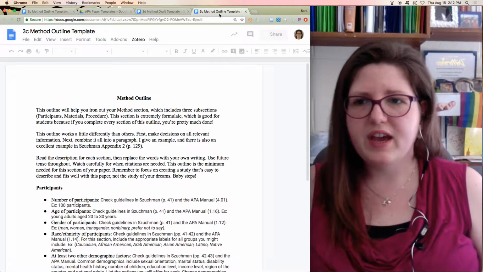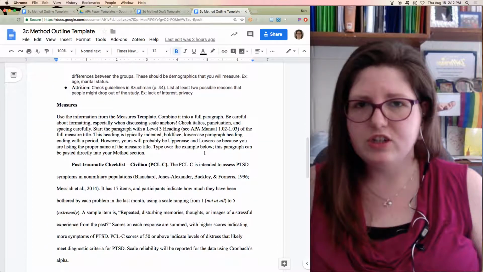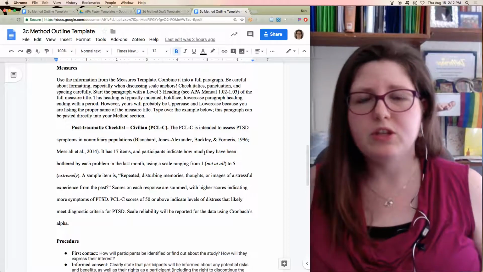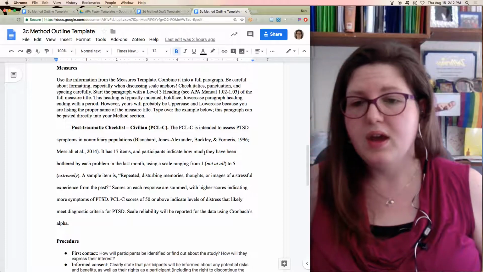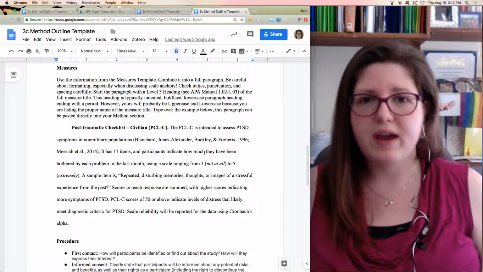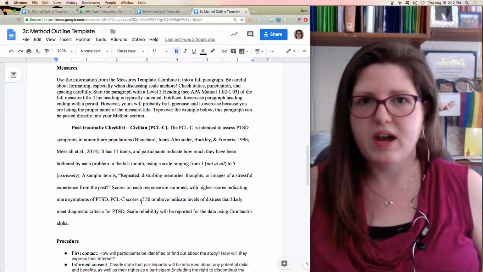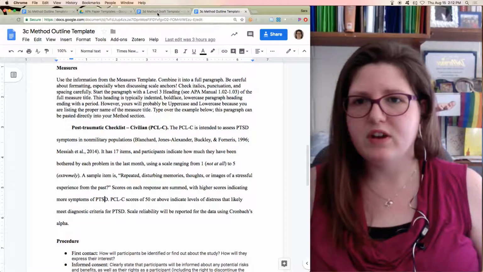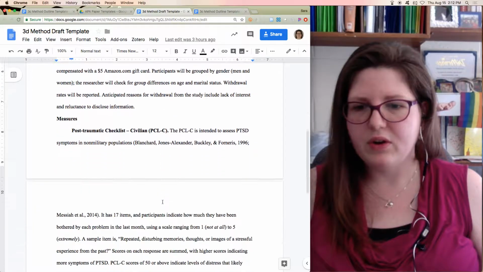So on to the actual focus here, the measures section. What I want you to do, so most of you will be using a measure that I've already filled out all the information for you. So here, instead of having you outline what's already outlined, I have you go ahead and try writing up the whole paragraph. So the paragraph over here is going to look essentially the same as the paragraph over here.